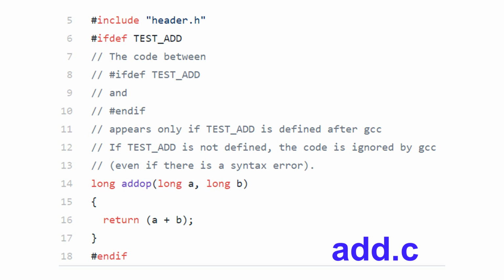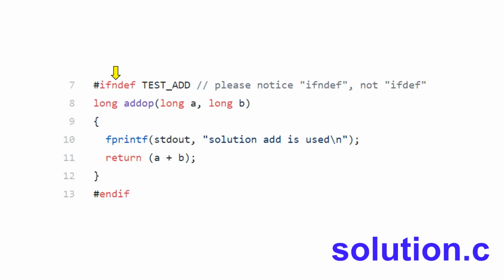Why is this useful? Let's look at what solution.c has. It has something similar. However, there's a crucial difference. Instead of using #ifdef, it uses #ifndef. By adding n, this function is used only if TEST_ADD is not defined. Thus, TEST_ADD decides which addop to use. If TEST_ADD is defined, the addop function in add.c is used. If TEST_ADD is not defined, the addop function in solution.c is used.